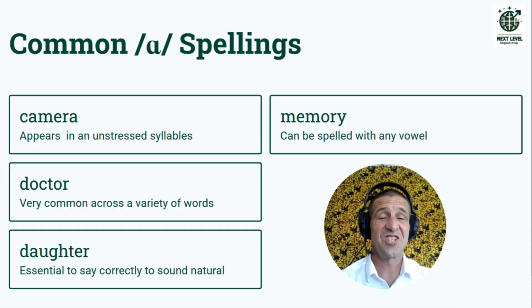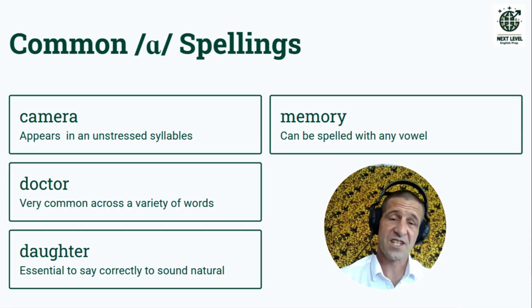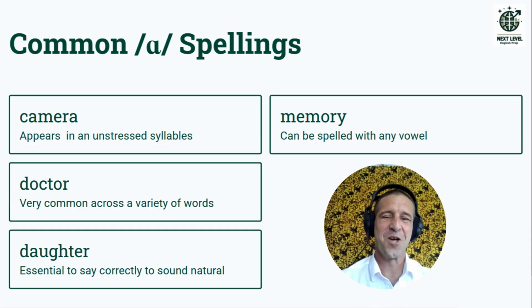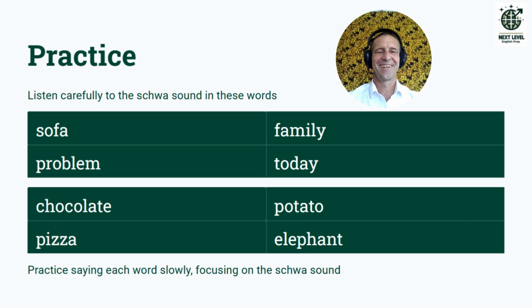The schwa is essential to pronounce correctly if you want to sound natural in English. It's a really important sound. If you practice, you'll get it right in no time. Let's get some practice. I'll say each one of these words, and you can repeat after me. Pay really close attention to where the schwa sound is.